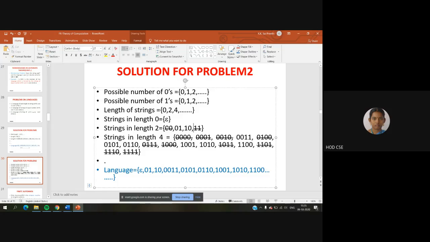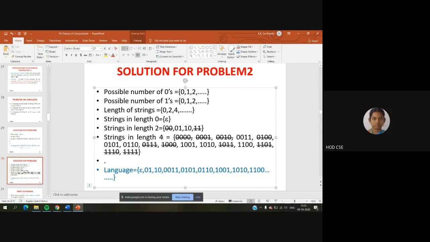So it should not be a member of the given language. I strike out this. 01: in 01, there is one 0 and one 1. Equal number of 0 and 1 is there. I can take it, this is a member of the language. And 10, here also there is one 1 and one 0. I can take it, this is a member. And 11, I cannot take it, because there is no 0. I can strike out this.